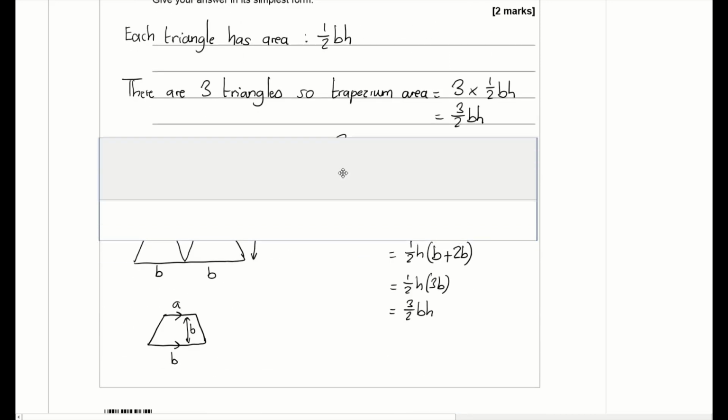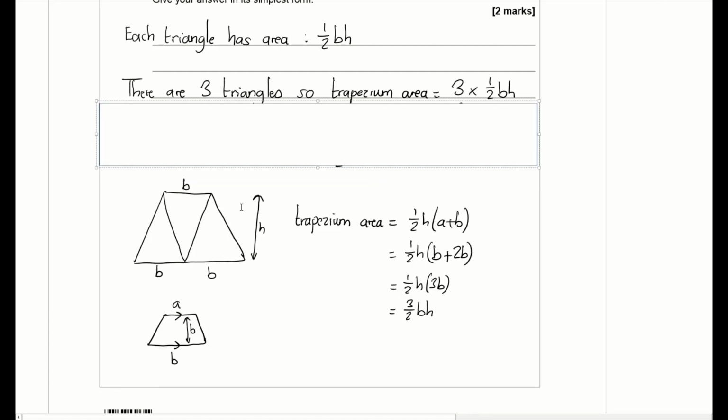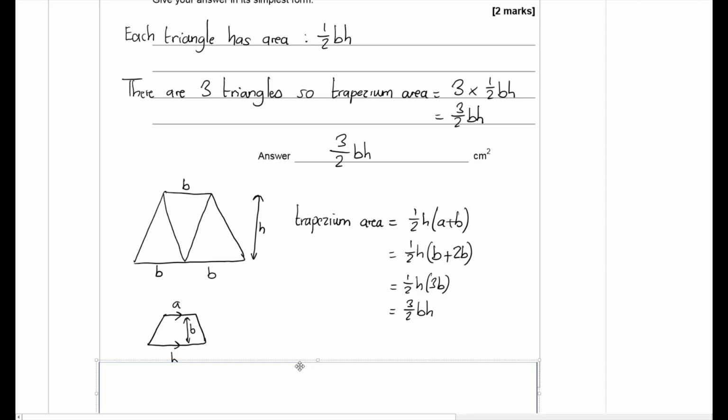Now, if you were going to use the trapezium method, you could have said, well, there's the shape of the trapezium. This side and this side are the 2 parallel sides. So in terms of the trapezium area formula, these 2 parallel sides form a and b. Now, h is the perpendicular distance between them, so all we have to do is substitute the values into the equation. So the trapezium area is a half h, a plus b, a half h, b plus 2b, b there, 2b there, which becomes 3b on addition, and therefore it's 3 over 2 bh, giving you exactly the same answer as you had before. So either way, you get the same answer.